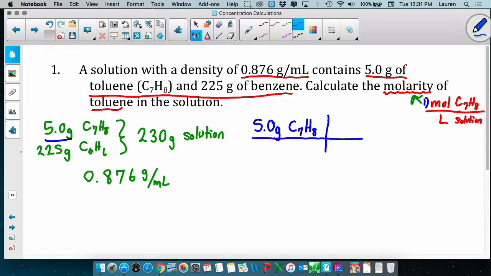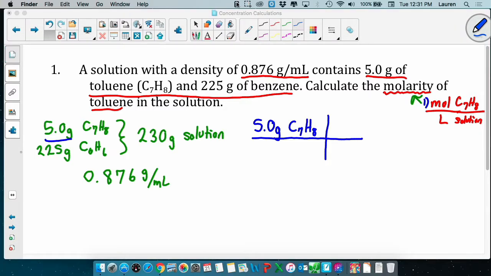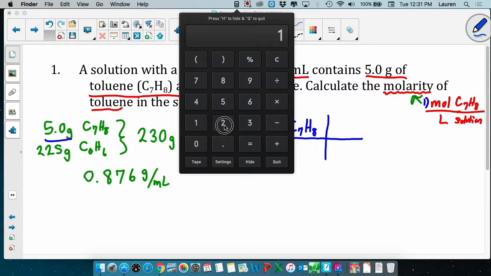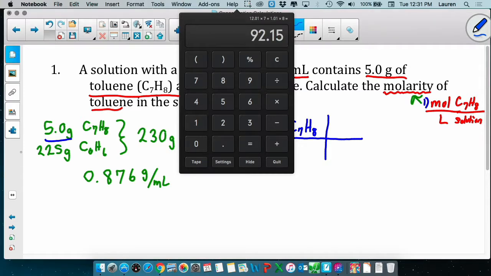Now we can convert that to moles using the molar mass. So we need to find the molar mass of our toluene. So toluene has 7 carbons, so 12.01, the molar mass of carbon, times 7 plus 8 hydrogen, so 1.01, the molar mass of hydrogen, times 8. Okay, so the molar mass of toluene is going to be 92.15 grams per each 1 mole.